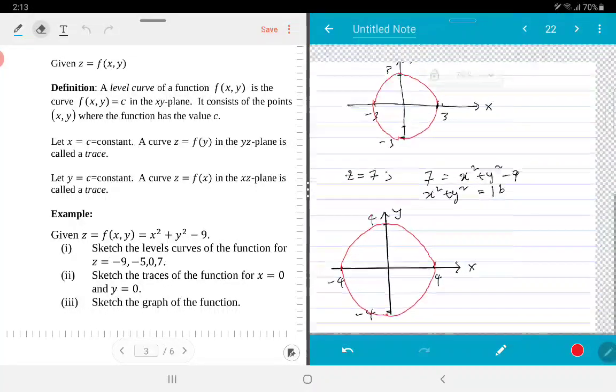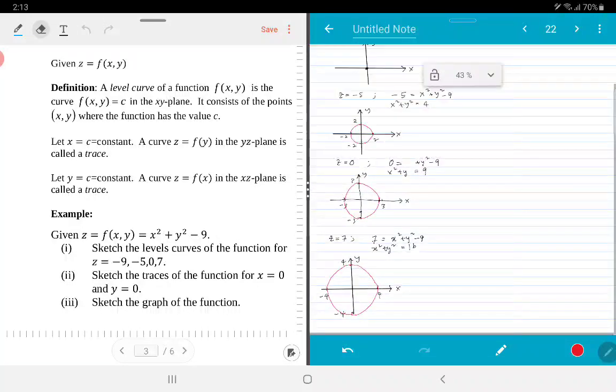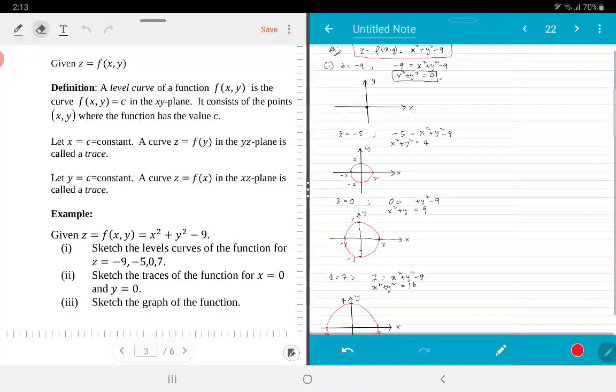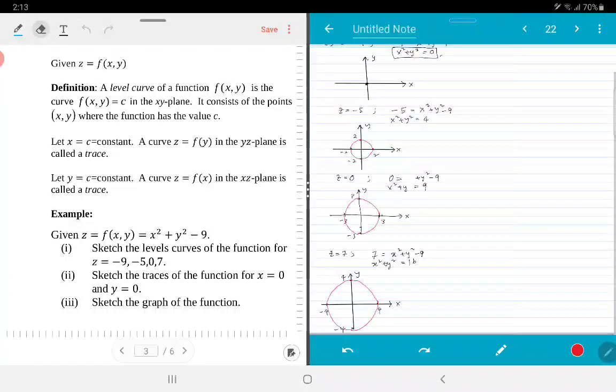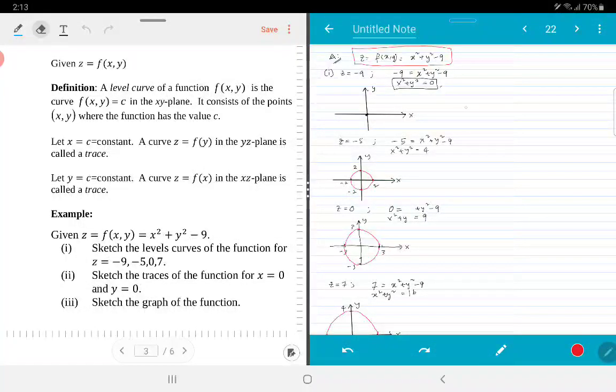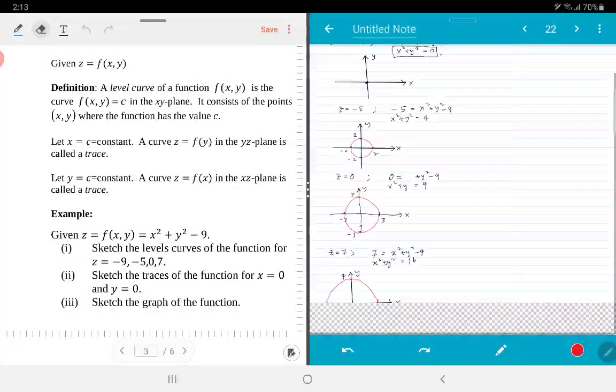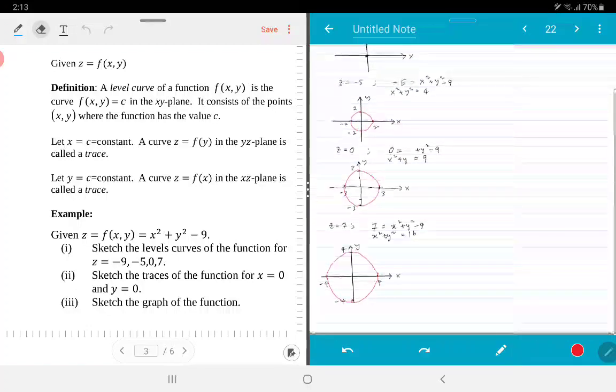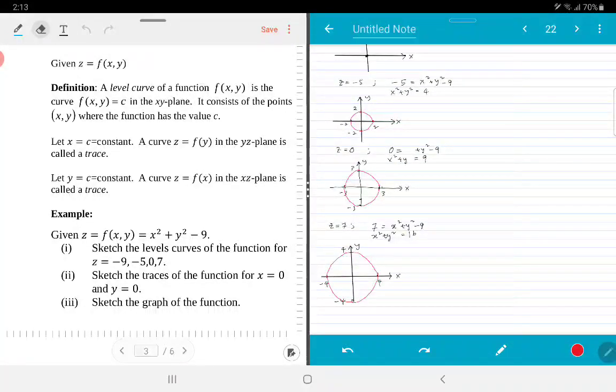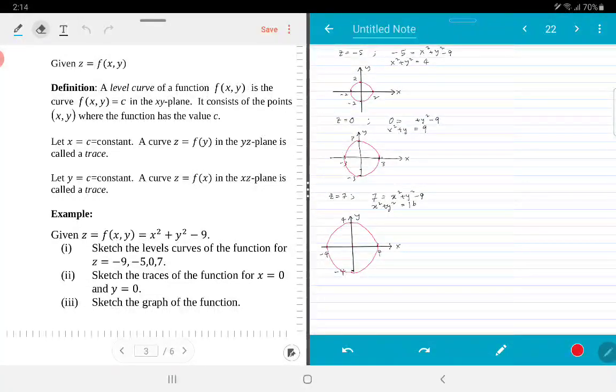Alright, so now we've sketched all 4 level curves for different values of z. The first one is for z equals 0, that one. And we have z equals negative 9, we get a point. Z equals negative 5, we have a circle of radius 2. Z equals 0, we have a circle of radius 3. And z equals 7, we have a circle of radius 4.